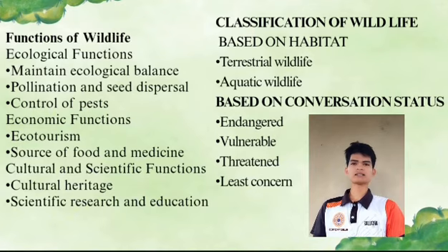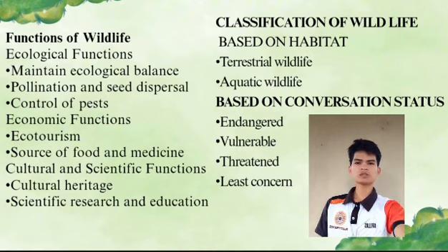Classification based on habitats. The classification divides animals based on their primary living environment. Terrestrial wildlife: animals that live primarily on land, including forests, deserts, grasslands, and mountains. Examples are lions, tigers, elephants, giraffes, camels, and wolves. Aquatic wildlife: animals that live in water bodies such as oceans, seas, rivers, and lakes. They are further categorized into marine, saltwater, and freshwater. Examples are salmon, tuna, dolphins, whales, sea turtles, octopus, and crabs.